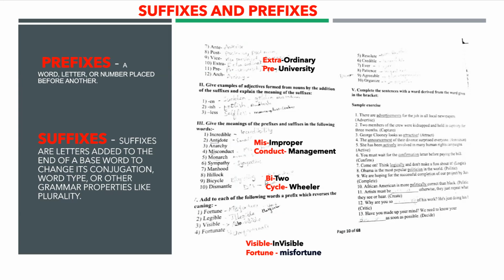So here like this we'll have to give the meaning of the word which they have asked for. Then next I can give an example for misconduct. Misconduct we have here. Mis means improper. Conduct means management. Improper management is nothing but misconduct. This is how we have to give the meaning for the words, for the prefixes and suffixes.